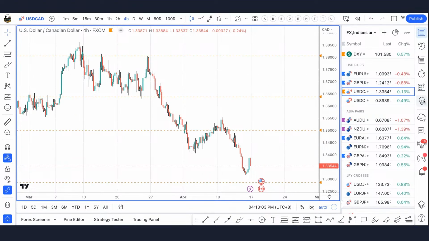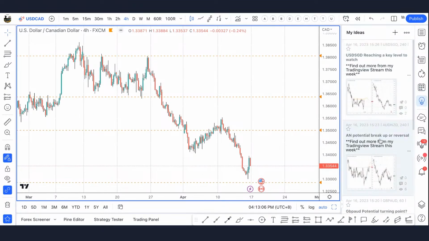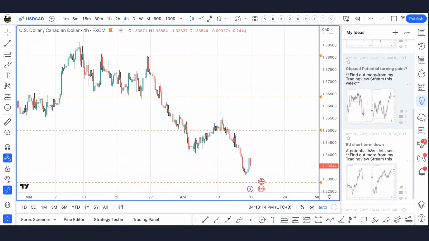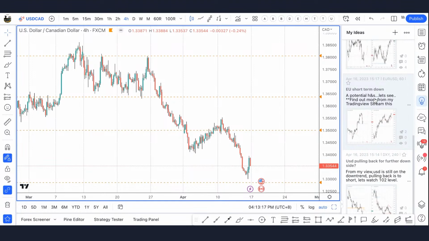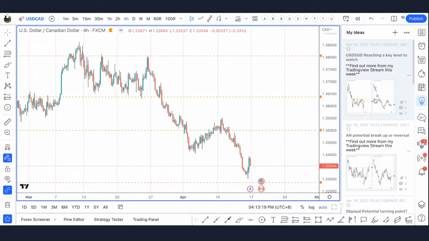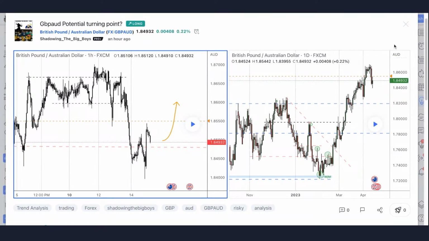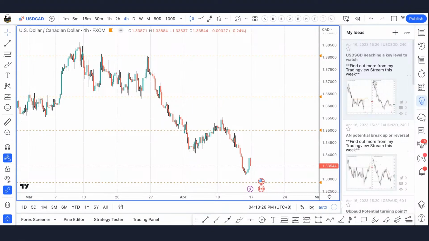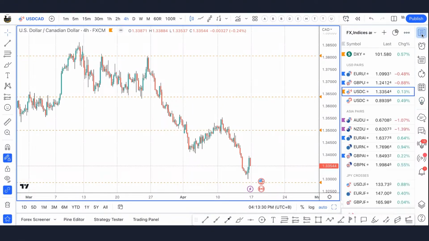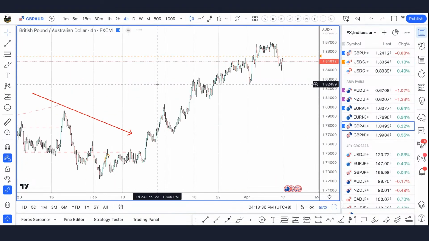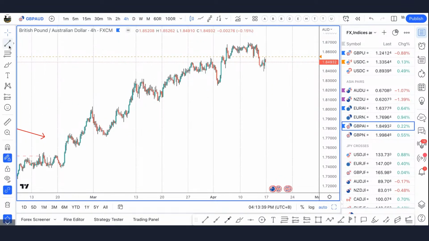Yeah, so this week I wanted to cover a few pairs, which I think for the AN I've already covered what my train of thoughts is for that. And then we can also take a look at another pair. Let's say we can look at the pound Aussies and also the dollar SGD.